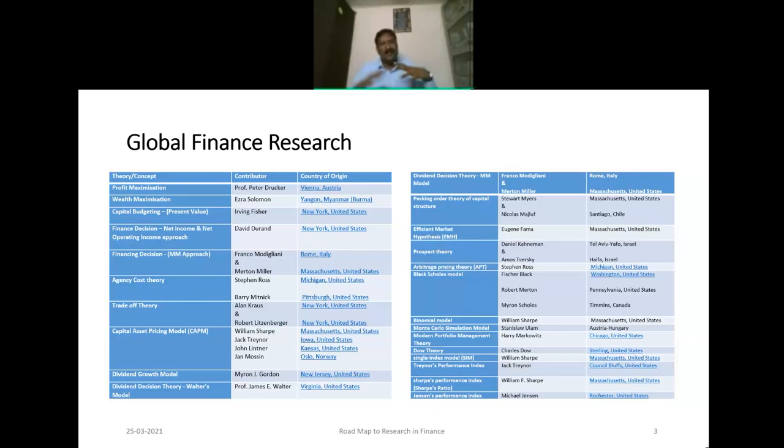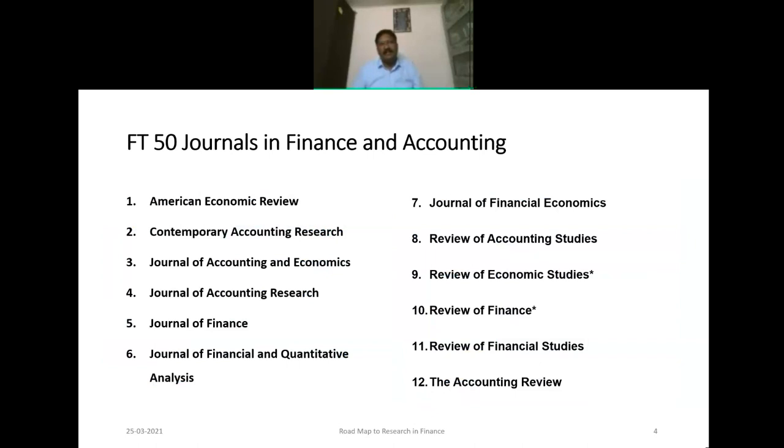So one of the parameters for gauging the global finance research is this, the volume and also the quality. How can we talk about the quality of the theories? If you take the Financial Times top 50 journals, journals in finance and accounting, you can see that 12 of the 50 journals are in the domain, including Journal of Finance and Journal of Financial Economics. These 12 journals are out of the top 50 Financial Times journals, in finance and accounting.